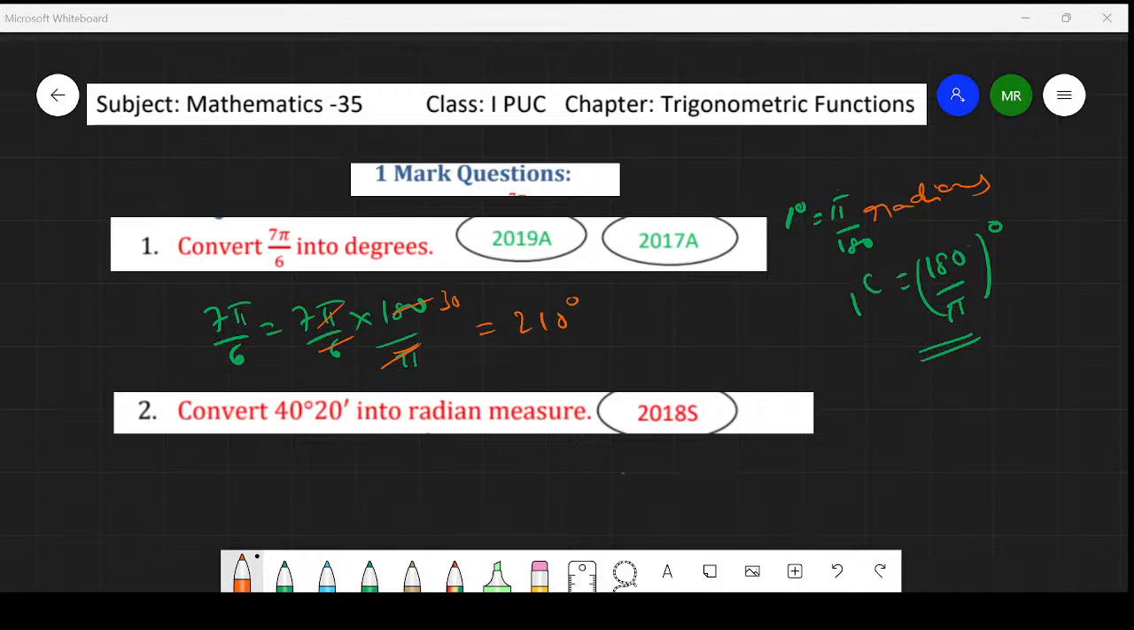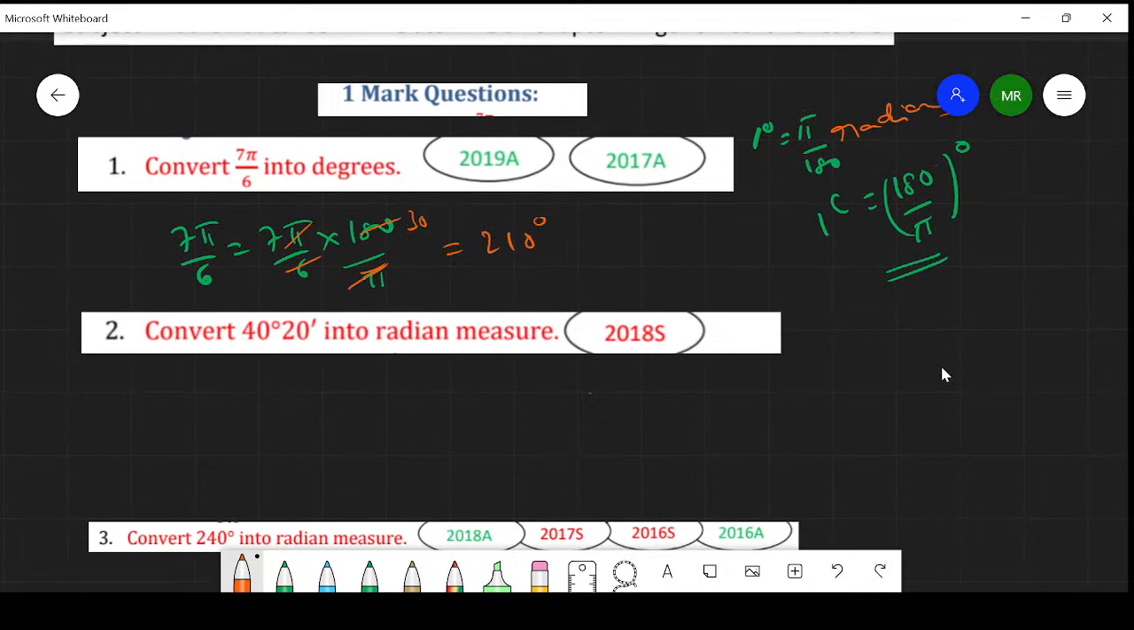Now do the second problem: convert 40 degrees 20 minutes. You observe that problem. I want to convert 40 degrees 20 minutes into radian measure. First you write the 20 minutes. What we know: 1 degree equal to 60 minutes. You remember that.